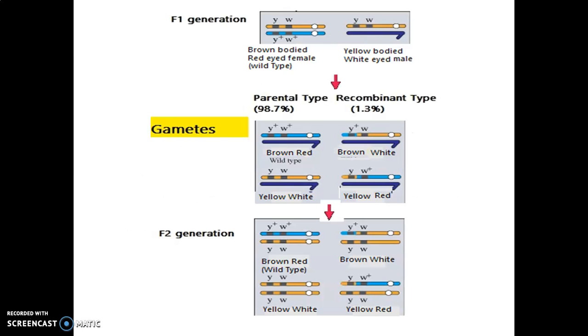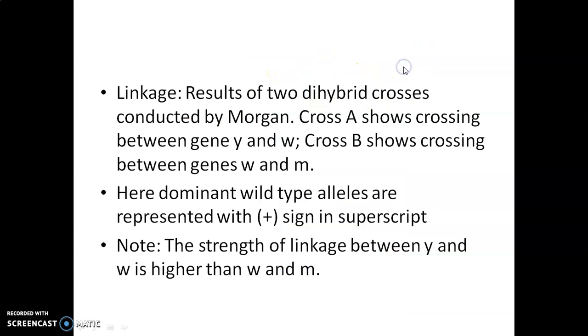Children, you can see this diagram in our textbook. This is the diagrammatic representation of cross A. Here you can see 98.7% parental type formed, and this is cross B. Here recombinant type only 1.3% were there. Here brown bodied red-eyed female, that is wild type. Here yellow bodied white-eyed male.